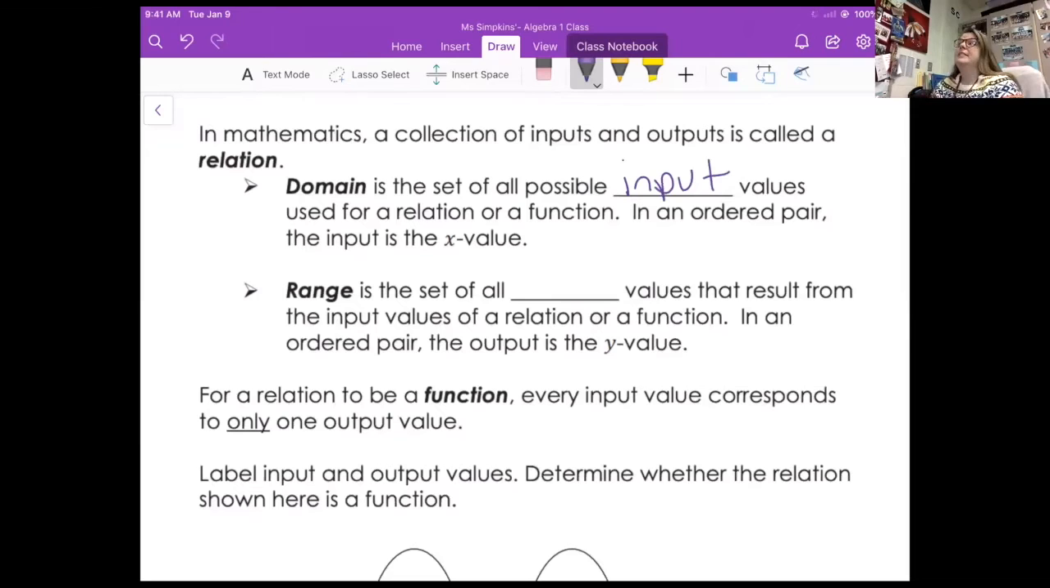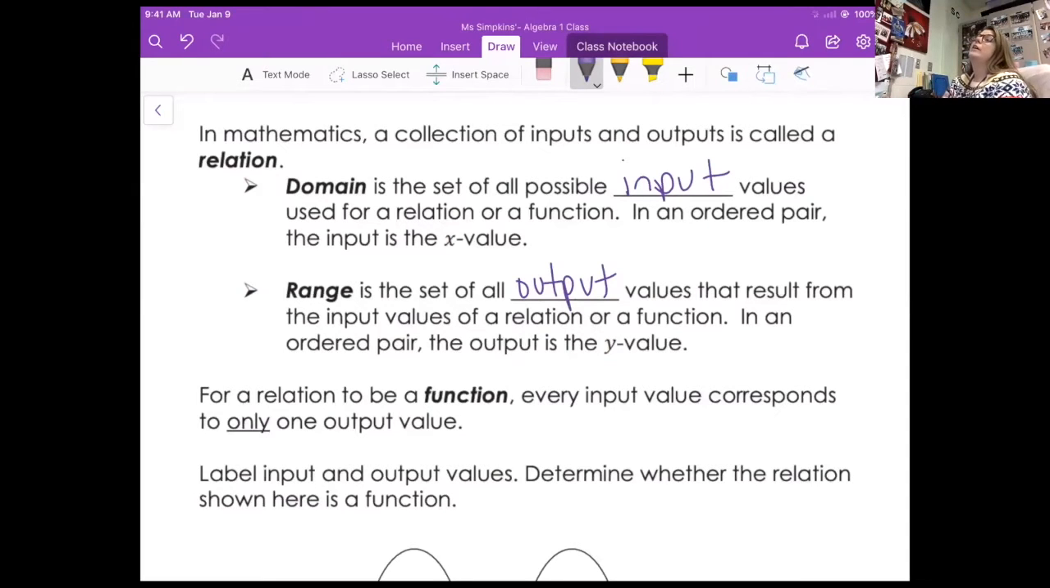So the opposite would be our Y value. Our Y value can also be called the range. It can also be called the output. So we put in a domain, we get out a range. We put in an input, we get out an output. We put in an X, we get out a Y. All of those are different ways to say the same thing.